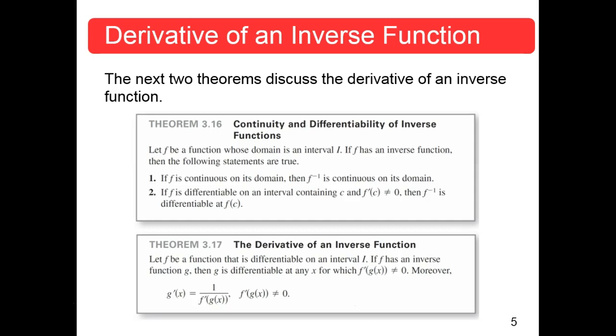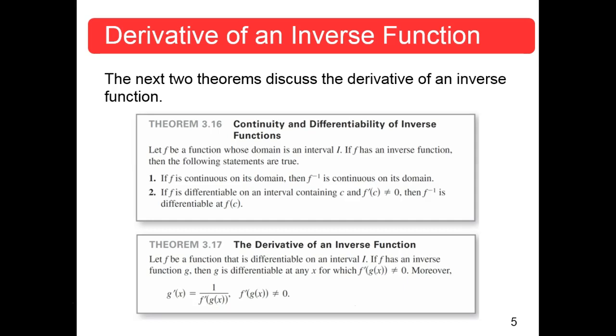The next one. What is the derivative of an inverse function? Let F be a function that is differentiable on an interval I. If F has an inverse function G, if it does have an inverse function G, and I call it F inverse now, I don't know why, but G, then G is also differentiable at any value of X for which F prime of G of X is not zero. Okay? We basically kind of said that before, it seems. Not quite. We didn't quite get there, but came close.